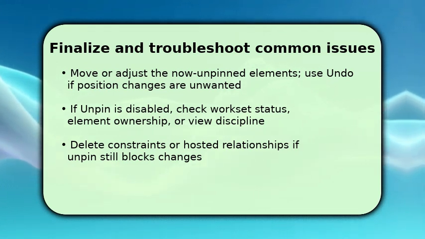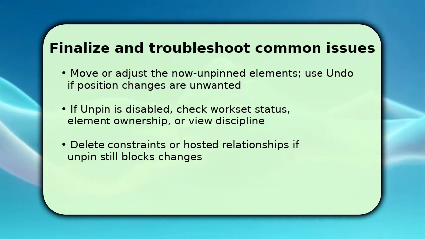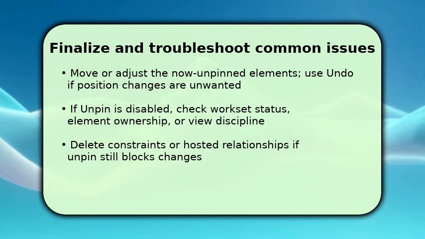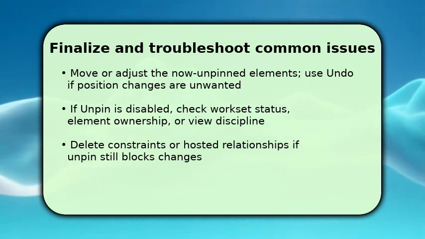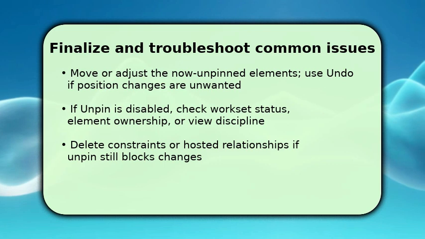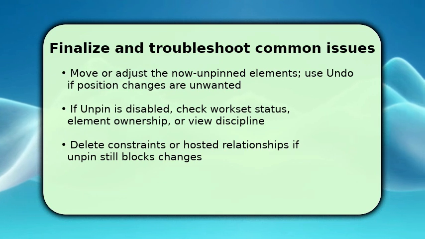If the unpin command is grayed out, check whether the element is on a closed workset, owned by another user, or part of a linked model. Make sure the workset is open and you have edit rights. If constraints or hosting still prevent change, remove the constraint or rehost the element. This solves most stubborn situations and keeps your model stable.